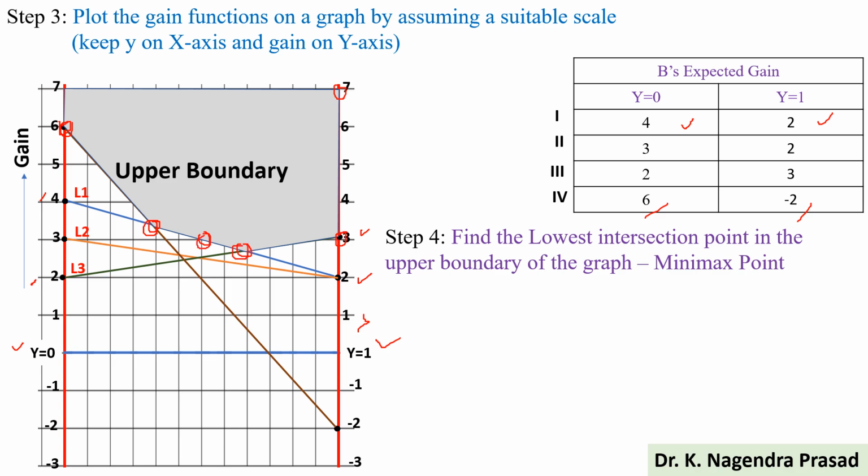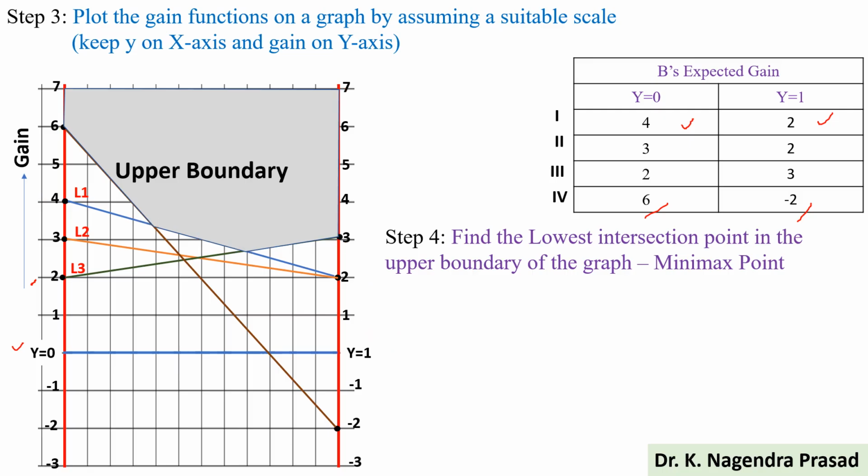So we have to identify the intersection point in the upper boundary. Among the intersections, we have to identify the lowest intersection point. That point we are calling the mini-max point. So here, observe.